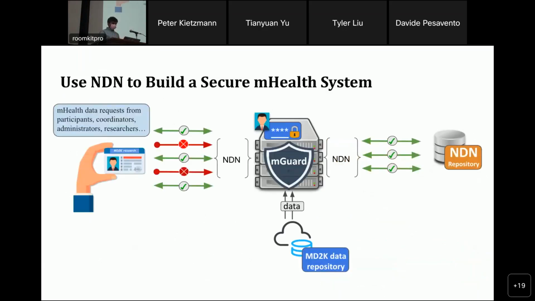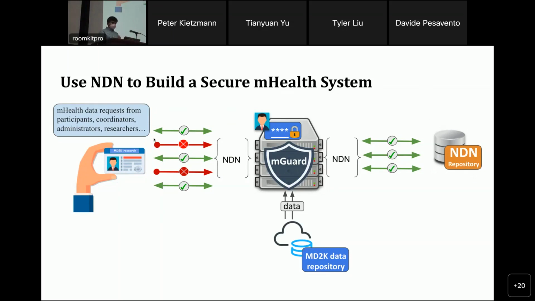This is the overall picture of how the data flows in our system. You have mGuard, the system that we built, which will process the data from the mHealth repository, encrypt the data, and then insert the data into the NDN repository. A user with appropriate access rights can ask for the data, and the system will verify whether the user is a legitimate user with all those access rights. Based on those verifications, the system can either send the data back or deny it.